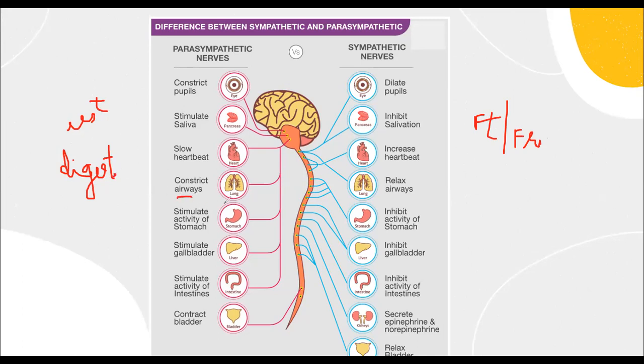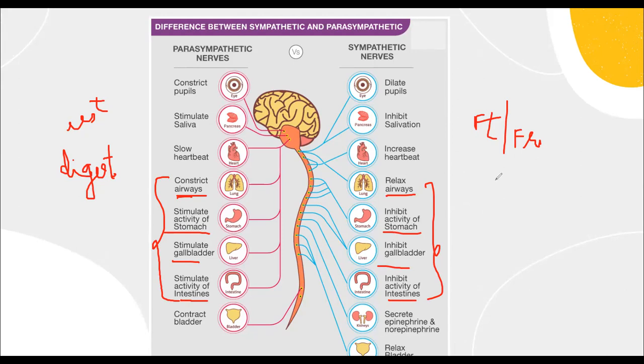Here, the airways or the lungs will constrict. Here, they will relax. Here, the activity of the stomach will be stimulated. Here, the activity of the stomach will be inhibited. Obviously, when you are in a fight or flight condition, your stomach will pause for a moment and it will stop digestion. So, inhibition of the gallbladder, inhibition of the intestine activity, all this will be inhibited. Whereas in this case, when you are resting, your digestive system is digesting the food. So stimulation of the gallbladder, stimulation of the stomach, and stimulating the intestine also.